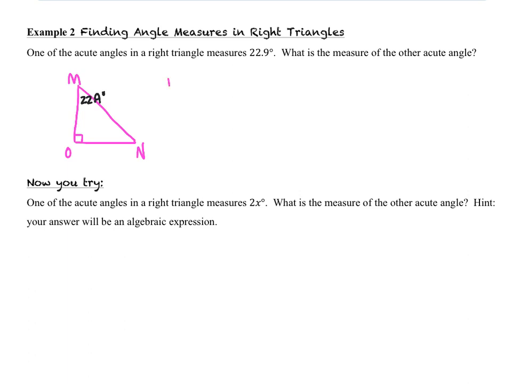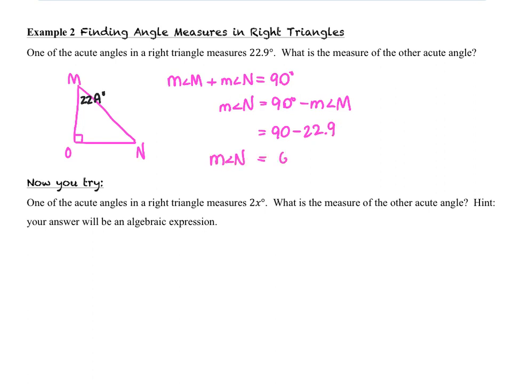Well, we know that the measure of angle M plus the measure of angle N, the two acute angles on this right triangle, have to be equal when we add them together to 90 degrees. And the one that we're looking for is the measure of angle N, so that's going to be 90 degrees minus the measure of angle M, which is 22.9. So the measure of angle N is 67.1 degrees.